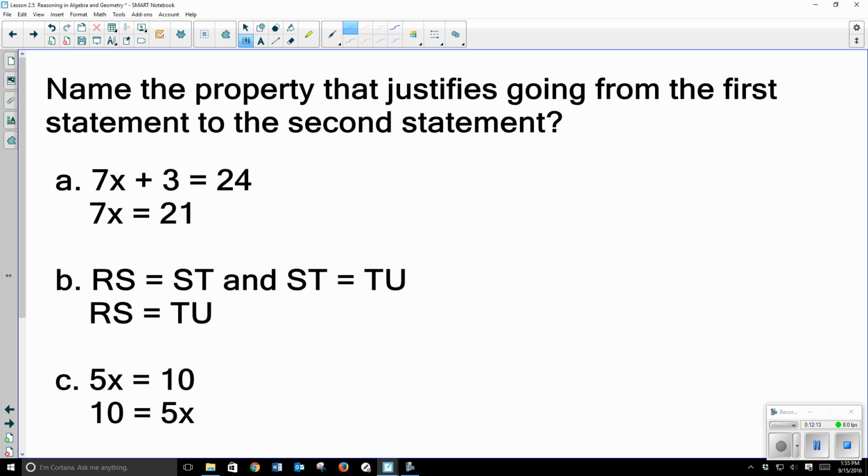Listen to the words. When you're subtracting the same thing from both sides, we're using the what property? The subtraction property. Look toward the bottom, properties of equality. Do you see how they're subtracting C from both sides? We're subtracting 3 from both sides. So to get from here to here, you have to use the subtraction property.